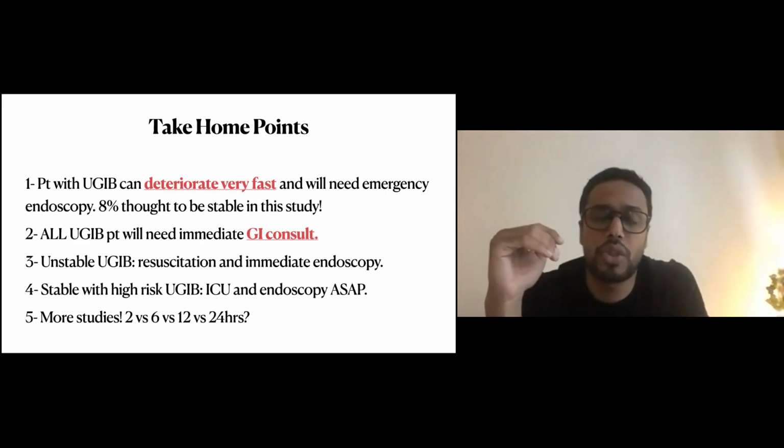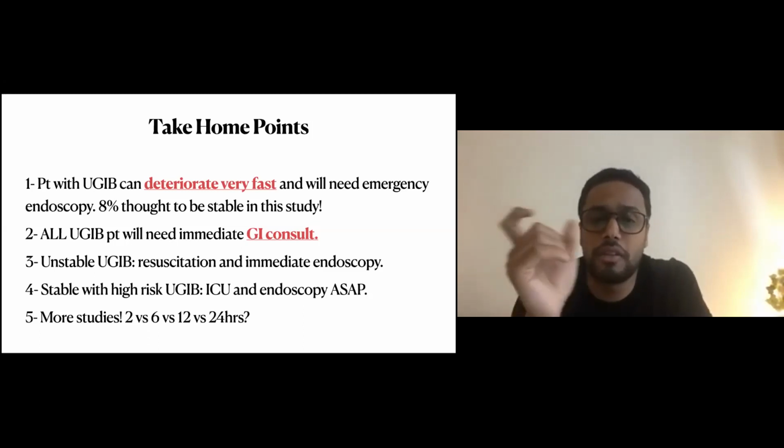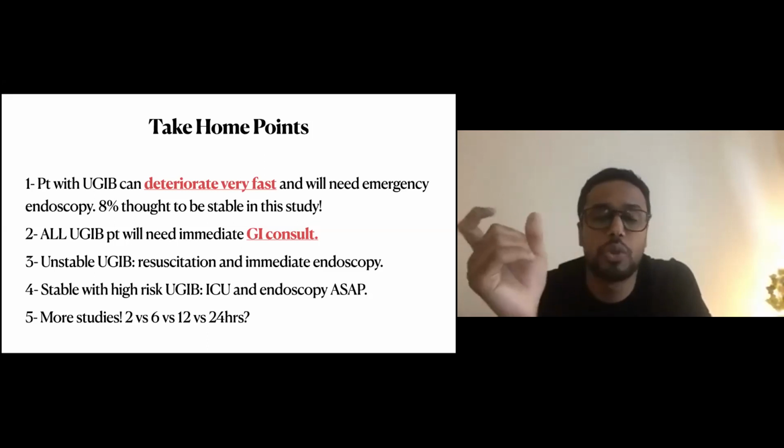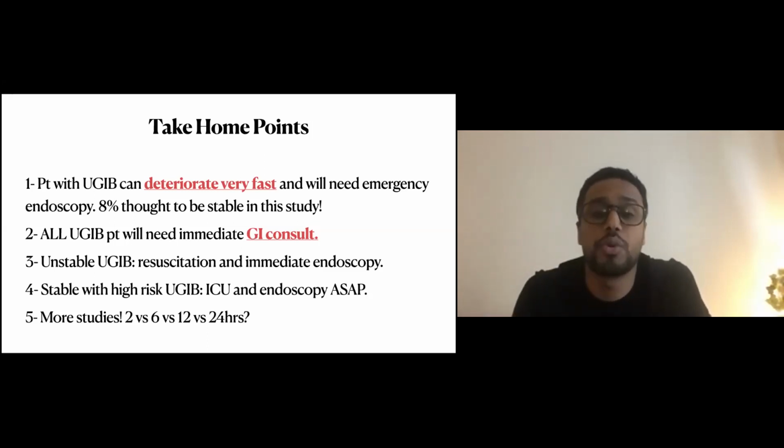But we can argue that if this patient is at high risk of upper GI bleed, we can consider ICU admission with endoscopy as soon as possible. I think we need more studies to evaluate the timing of endoscopy, and we can extend the period from 2 to 6 or from 12 to 24 hours in future studies.